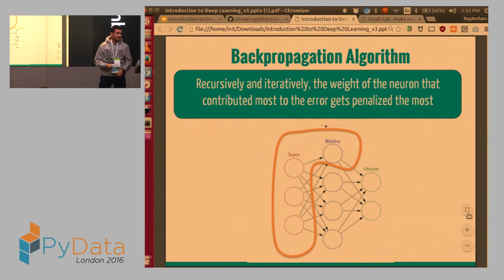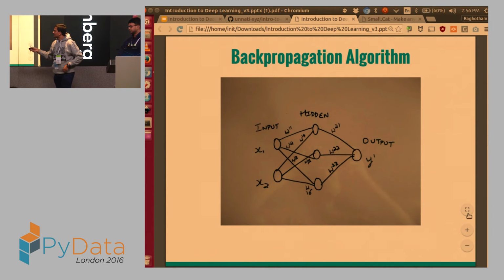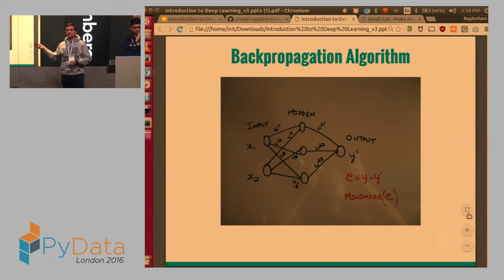Let's take this example. We have two inputs, a hidden layer, and an output. Initially, we have random weights, W1, W11, W12, W13, and they are randomly assigned. Then you simply run one forward pass and you get an output, which is y hat. Obviously, this is erroneous because the weights are randomly assigned. So we have an error, E, which is the difference between the actual value and whatever we have got now. Our job is now to minimize this error.